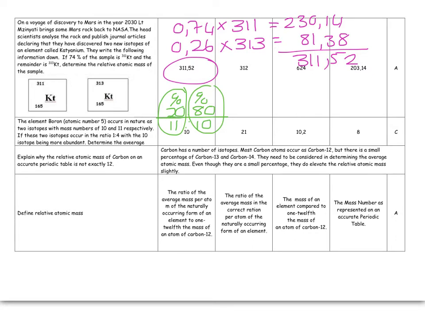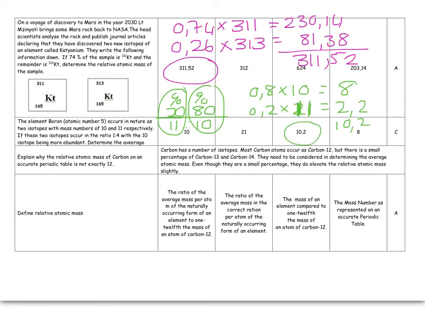And then determine the average. You might want to work on that. And we get 0,8 times 10, plus 0,2 times 11, is equal to 8 and 2,2. So my answer turns out to be 10,2.